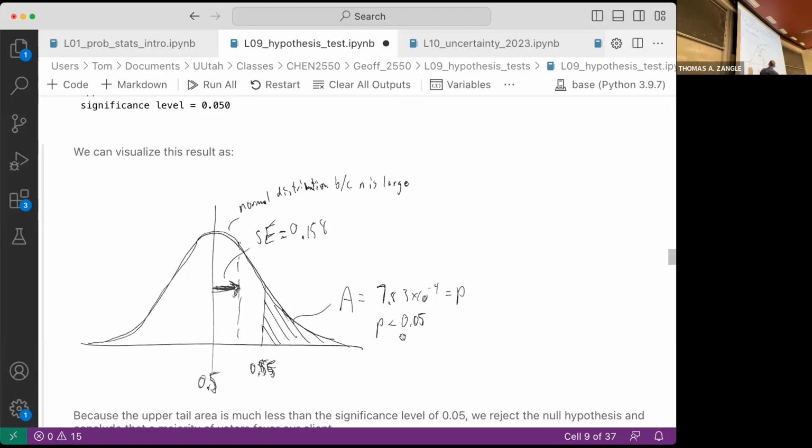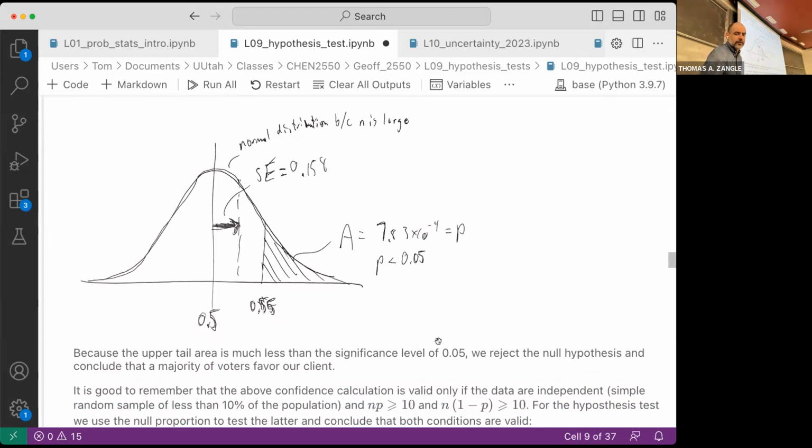And then we look at our actual observed proportion of 0.55, apologies if you can't read that, but that says 0.55. We compute the z statistic, and I think it's really somewhere further out here. That z statistic has a value of about 3.1, which corresponds to an area under the curve, or a p-value, of 7.8 times 10 to the minus 4. And so that probability is definitely less than our 0.05 significance level. And so we say that we're going to reject the null hypothesis, right? The area under the upper tail is much, much less than our significance level of 0.05. So we reject the null hypothesis, and we conclude that a majority of voters do in fact favor our client, right? So from our results, yeah.